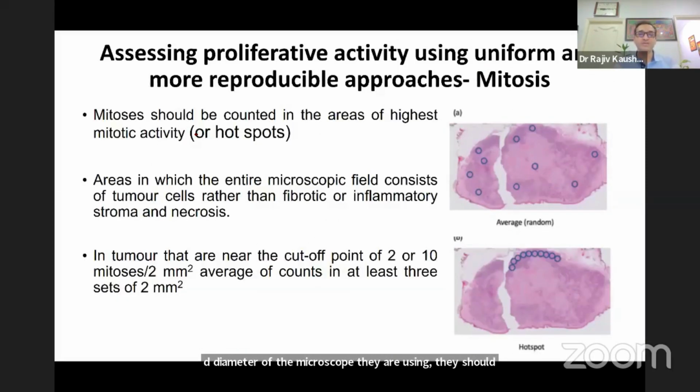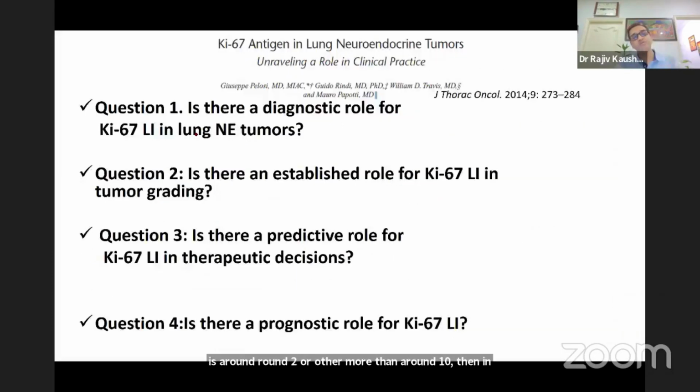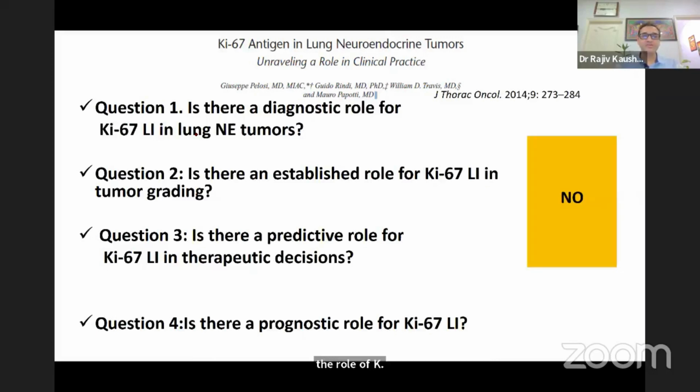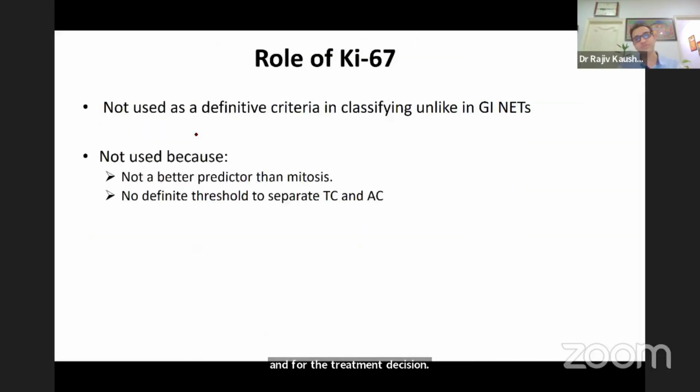For mitosis also, we should look for the hotspot areas which are showing the viable tumor. And if your counts are close to the cutoffs, like around 2 or around 10, then in those situations we have to count additional fields. The role of Ki-67 as a diagnostic marker for grading of tumor and for the therapeutic treatment decision is still not established in the lung, but it might have some prognostic role.